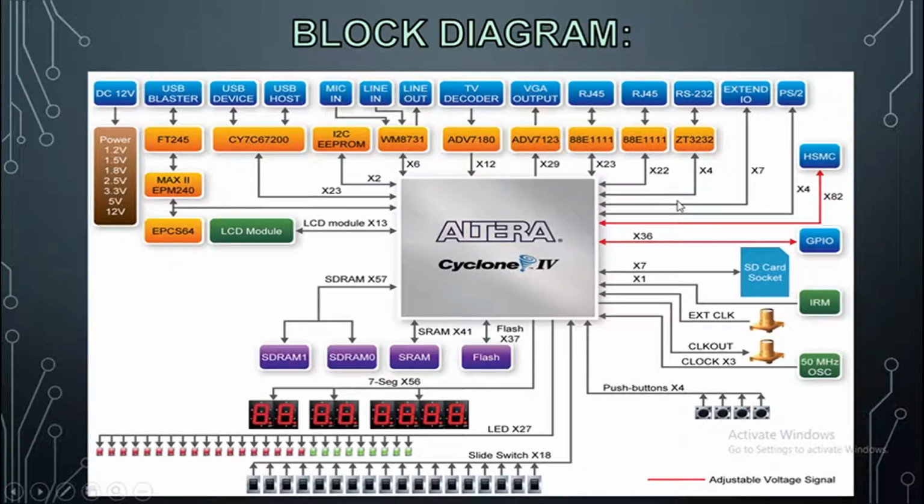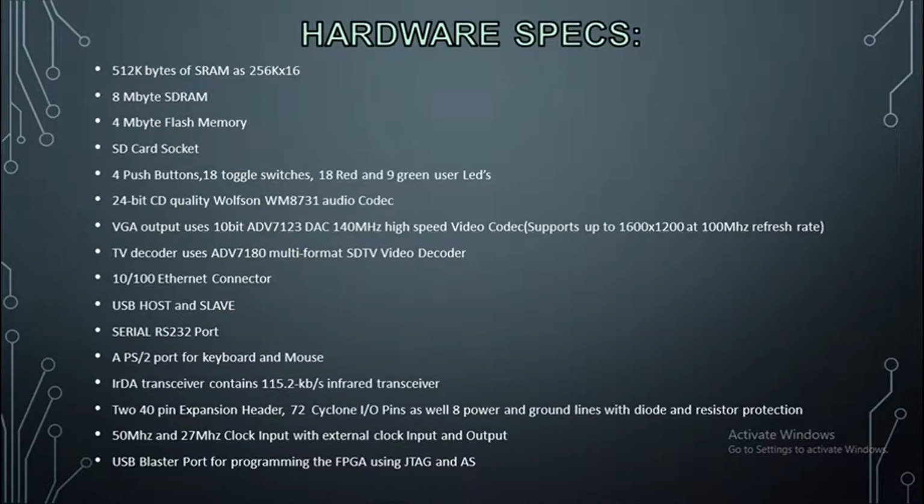This is the block diagram of the development board. In this block diagram, for audio devices, this IC is used, which is called WM8731, and we are going to cover this as well. We are going to program this in future tutorials. This is the ADV7180 TV decoder for connecting a TV and other things as well. We are not going to talk in detail. These are the hardware specs of the development board. You can read them here, so we are not going to cover them.